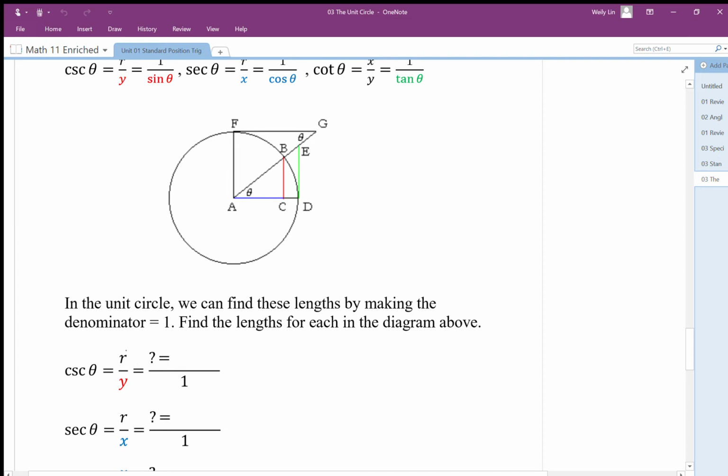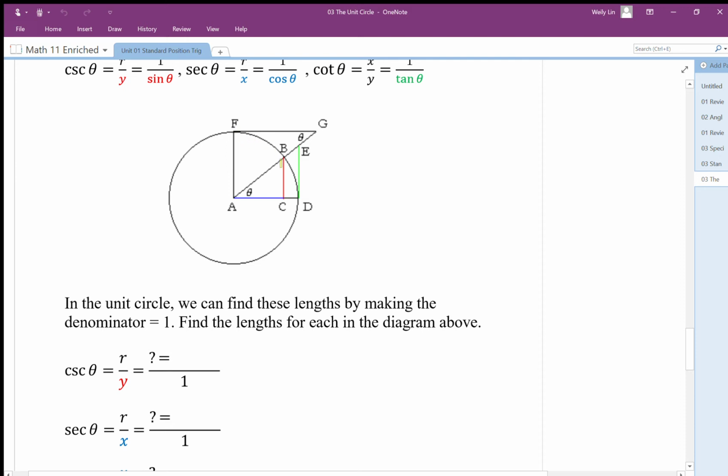So cosecant is a reciprocal of the sine. So it's going to be the radius over y. Okay, so instead of y over the radius, it's going to be radius over y. Okay, so there's the y. Now we want to make the y value equal to 1. If I make the y value equal to 1, that length up top is going to be the cosecant ratio, and I can then find it in the circle somewhere.